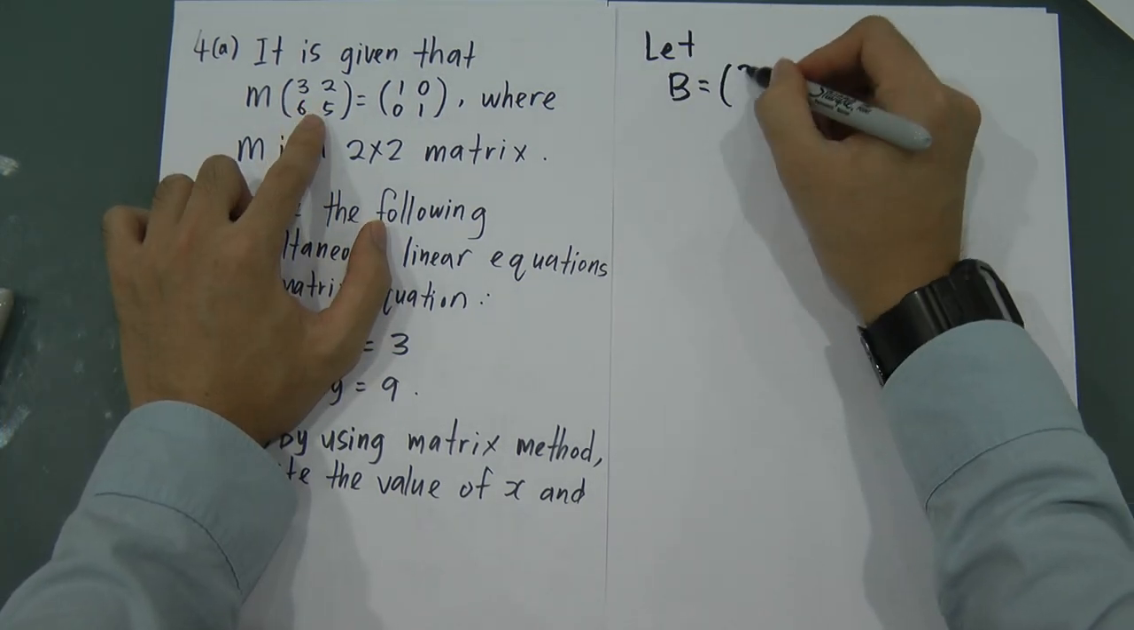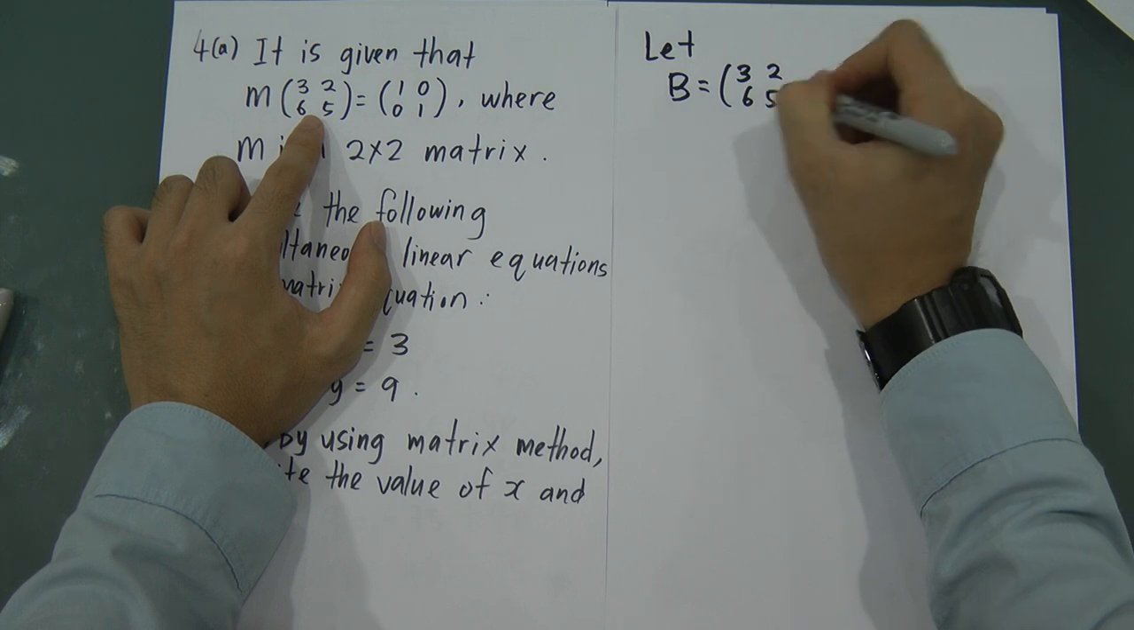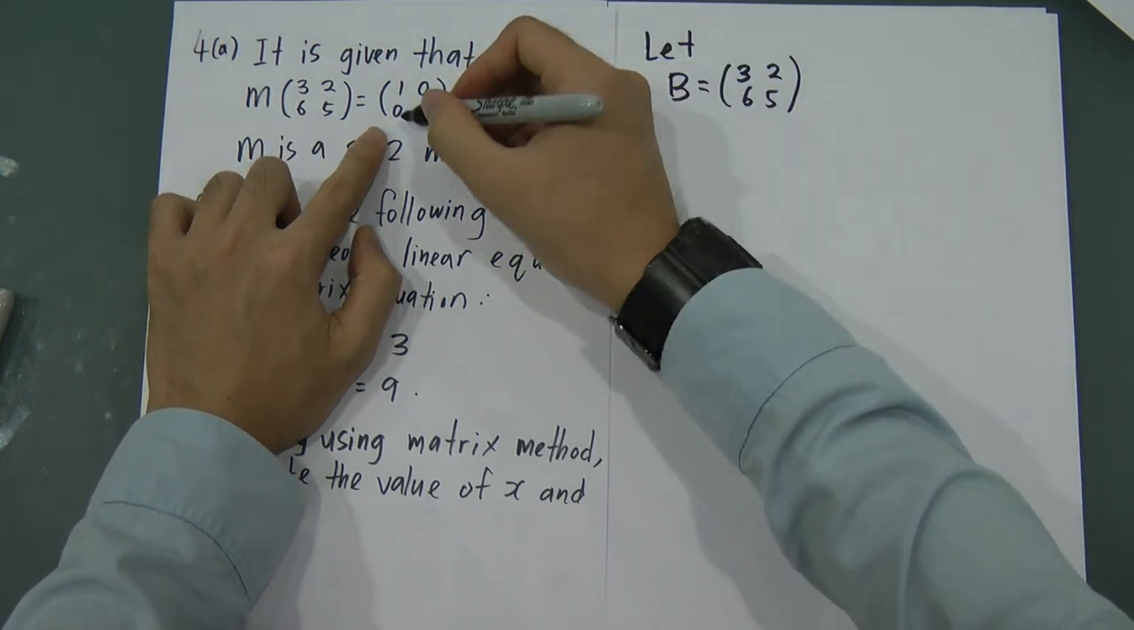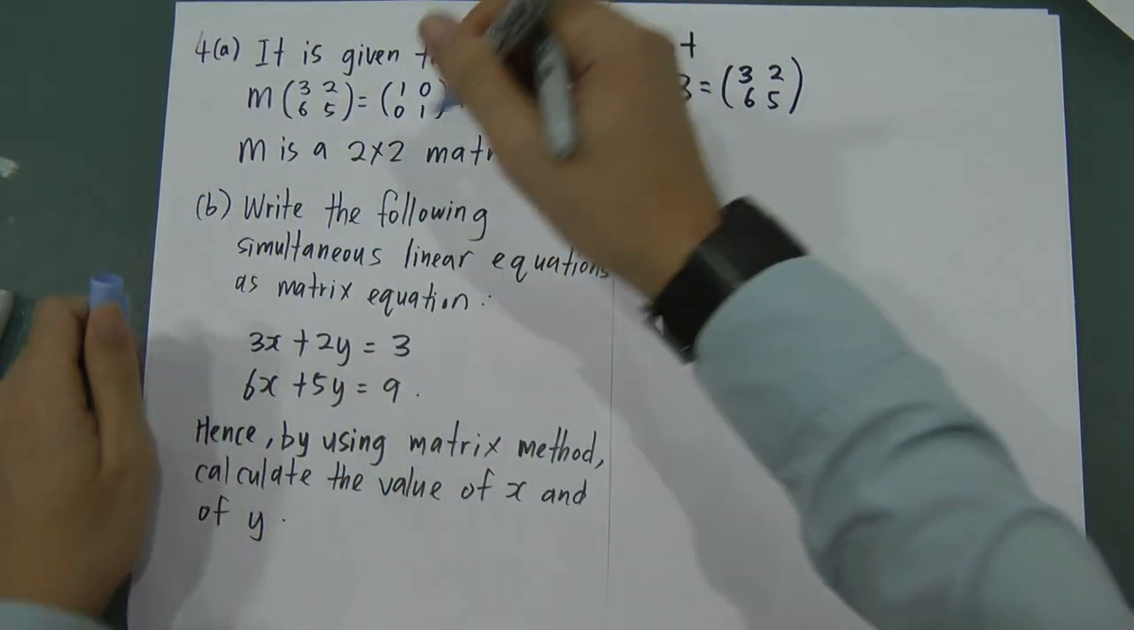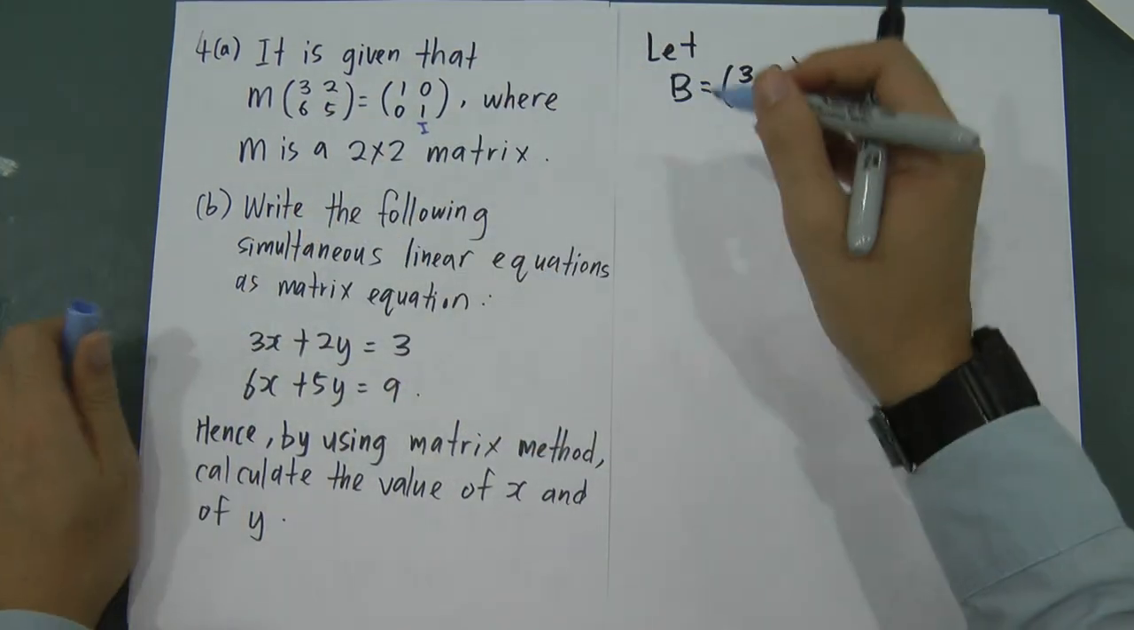B equals 3, 2, 6, 5. And then this one actually is the identity matrix, right? So this one actually is I. Okay, so have a look here.